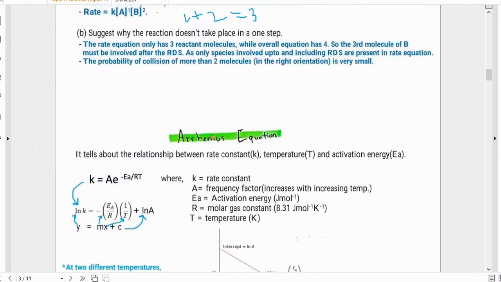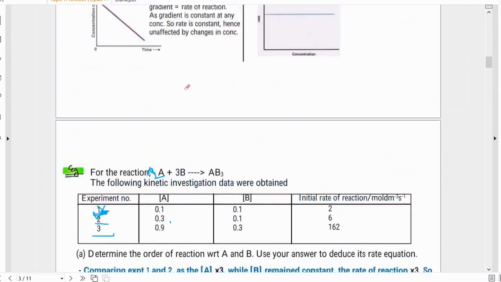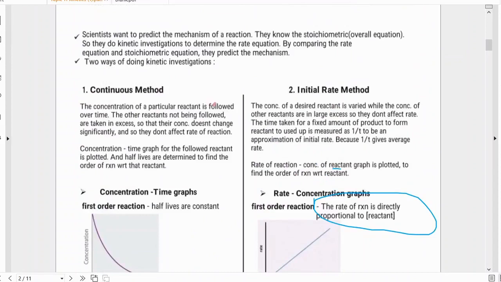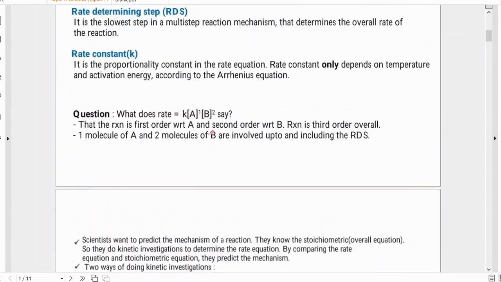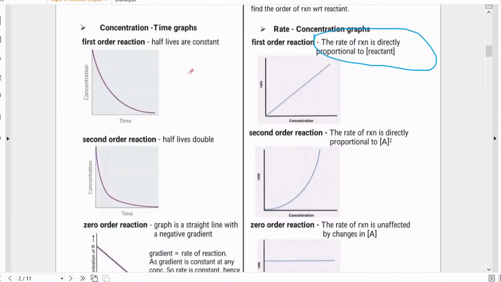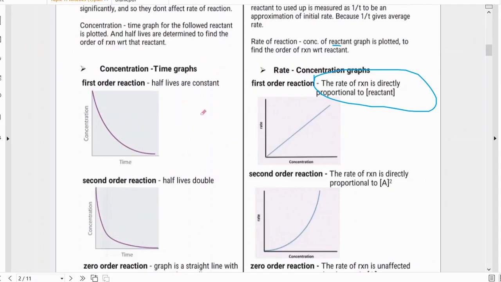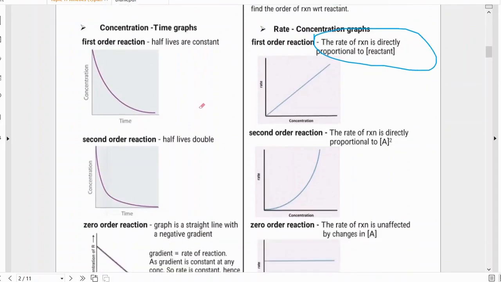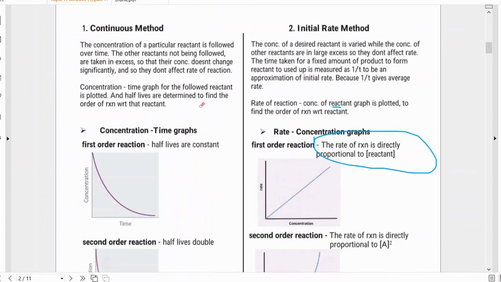Before continuing with the Arrhenius equation, I almost forgot to talk about something. So far we saw two methods to determine the order of reaction with respect to a particular reactant: the continuous method and the initial rate method. Both of these are manual or not so mathematical, but there is a more mathematical, graphical way of also determining the order of reaction.